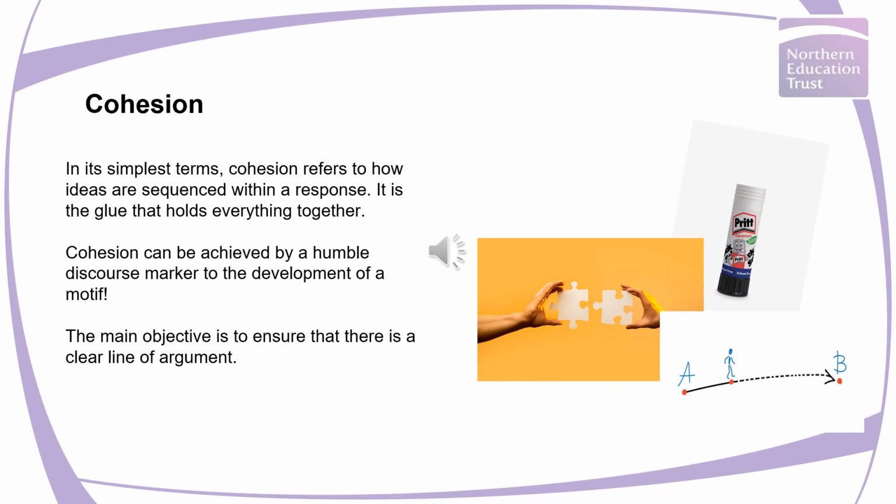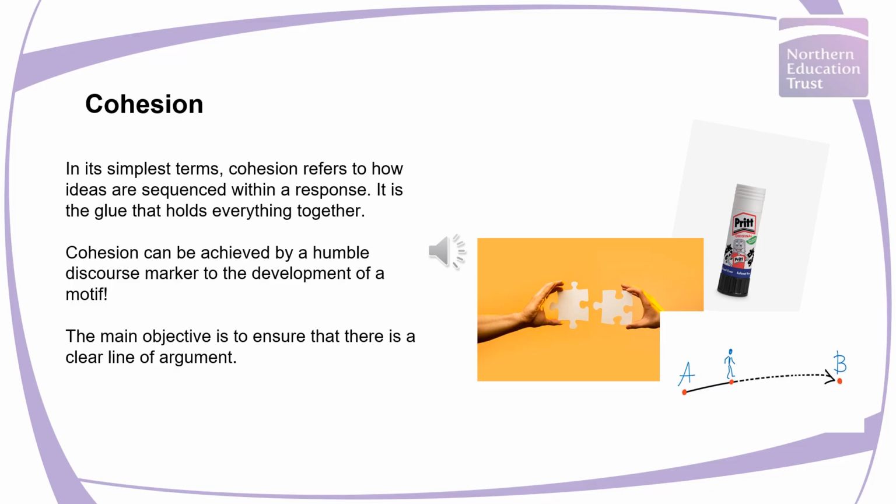So cohesion, in short, is the glue that keeps our words together. You know, that sounds really corny, but in its simplest terms, cohesion refers to how ideas are sequenced, in the kind of order, whether that's a linear order or not. Cohesion is how these particular ideas that we're presenting are sequenced or linked together. And it is the glue that holds everything together.